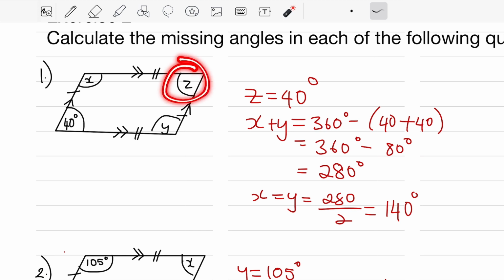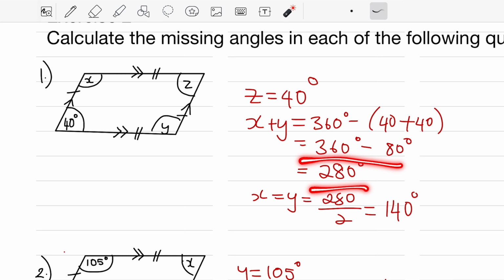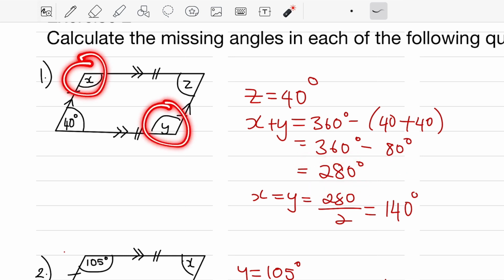So z is equal to 40 degrees. X plus y will be the total angles, take away 40 and 40, which is 280. 280 divided by 2 will give you x or y.